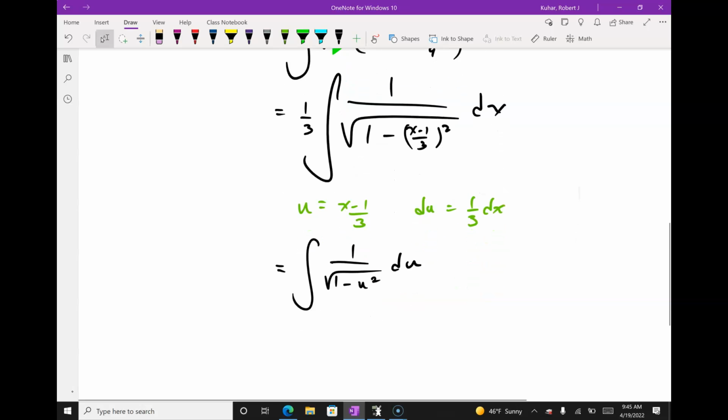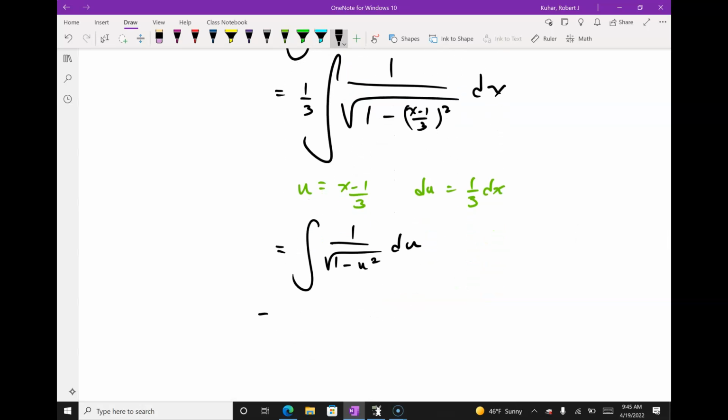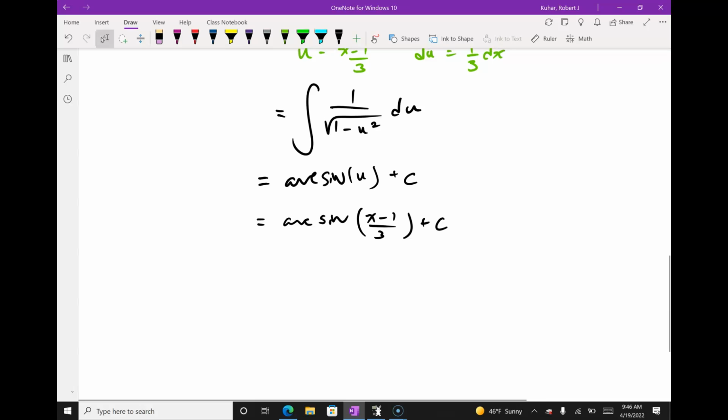So it looks like I'm done, right? Because now I see I have my arcsine of u plus c, but I know u is x minus 1 all over 3. Arcsine of x minus 1 all over 3 plus c. And that's it.